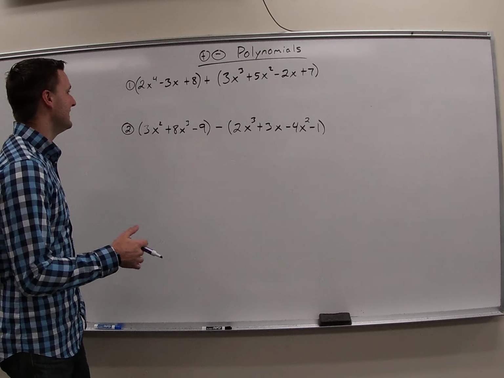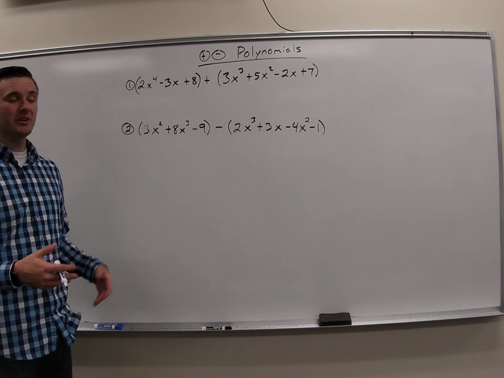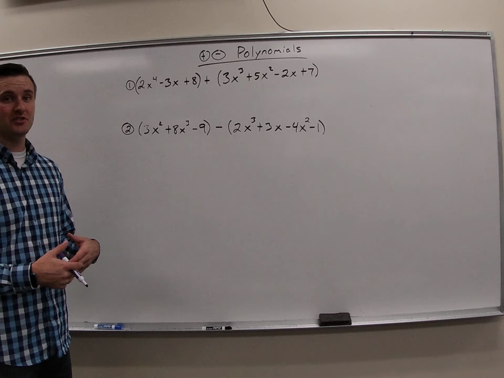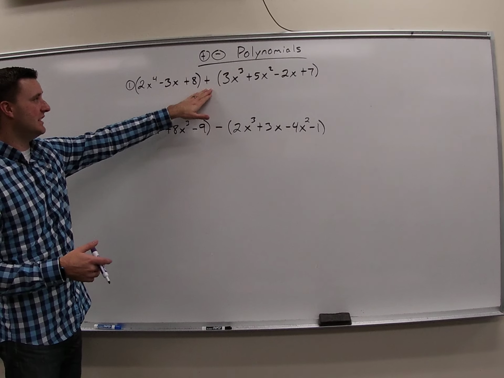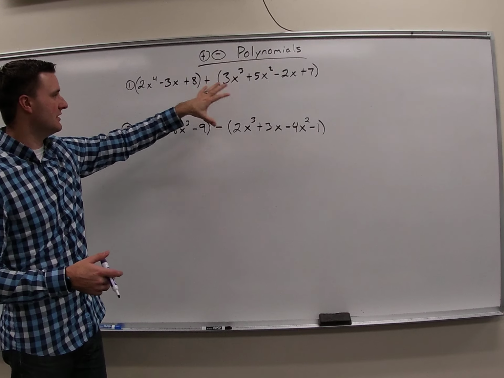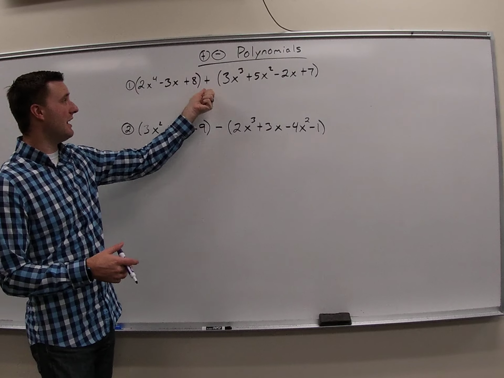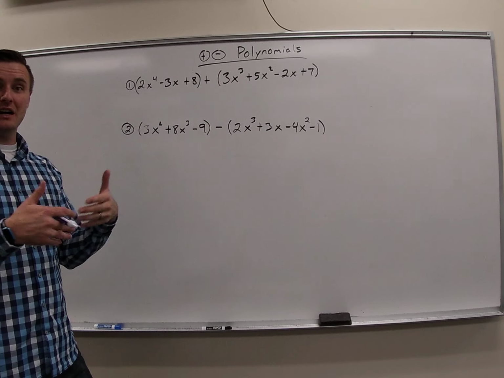Alright, today we're going to talk about adding and subtracting polynomials. So really all we're doing is combining like terms, especially with addition. It makes it a little bit easier. So when we see two groups of parentheses, or two polynomials separated by a plus sign, we're just going to combine any like terms.